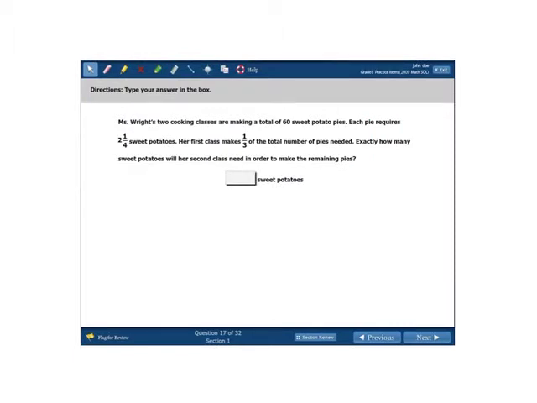Ms. Wright's 2 cooking classes are making a total of 60 sweet potato pies. Each pie requires 2 1/4 sweet potatoes. Her first class makes a third of the total number of pies needed. So before we keep going, they're making a total of 60. They made a third of the total, so they made 20 sweet potato pies. Exactly how many sweet potatoes will her second class need in order to make the remaining pies?